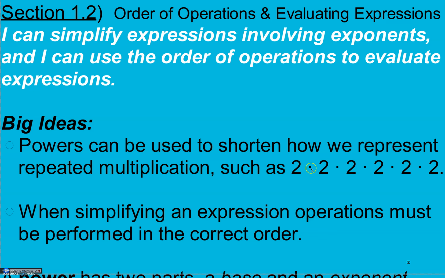So instead of taking 2 times 2 times 2 times 2 times 2 times 2, we can write that as a power. So we take our base, which is 2, figure out how many times it's being multiplied times itself. Here's 6, and that becomes our exponent. When simplifying an expression, operations must be performed in the correct order. And we're going to use PEMDAS to remember that.